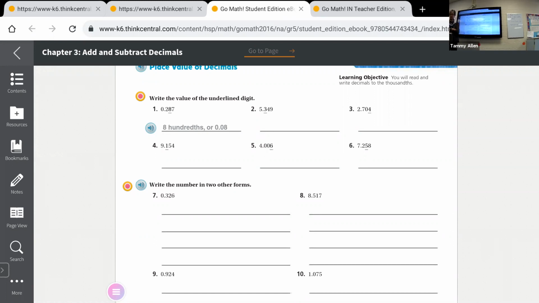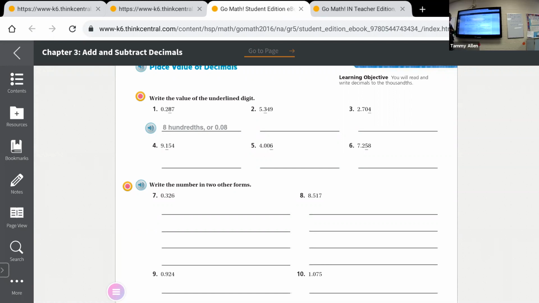Remember taking a look at the answers to your assignment. On 2 through 6, we're looking at the value of the underlined digit, the value. What's the value of the 3? The value of the 3? What is the value of the 3 is what I want you to tell me. Just tell me what the value of the 3 is. What's it worth? 3/10. It's worth 3/10.